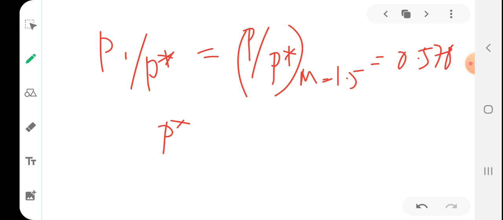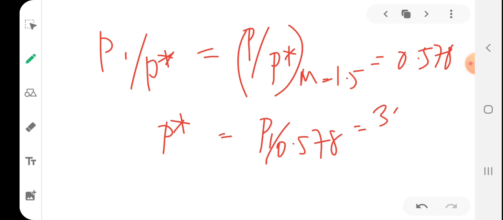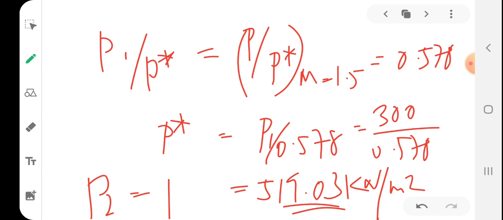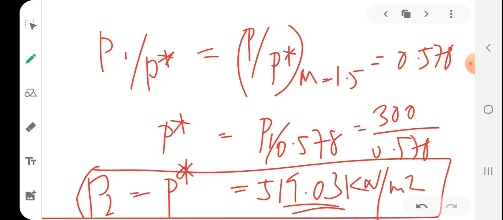So P star will be P1 by 0.578, that is 300 kilonewton per meter square by 0.578, and it will be 519.03 kilonewton per meter square. So P2 is equal to P star, and that you have obtained.